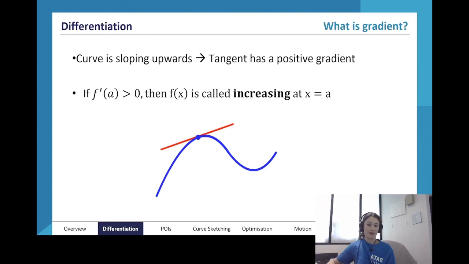And then if our derivative at point A is greater than 0, then we say that the function f of x is increasing at that point, at x equals a. So if we consider this point here in this diagram, point A, the derivative at point A is going to be greater than 0, and therefore that means that the curve is increasing.